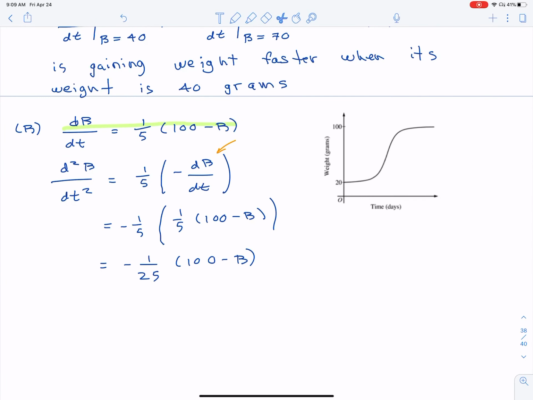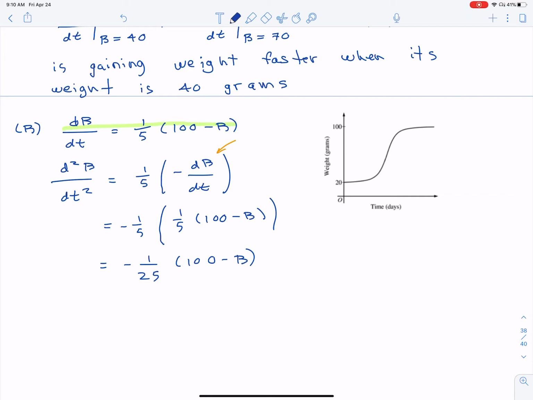Okay, so let's think about what the second derivative talks about. The second derivative is all about concavity, right? So it tells us about the shape. So if this is the graph of our b function, time versus weight, we should be looking at the concavity because that's what this thing tells us. Well, what does this tell us?